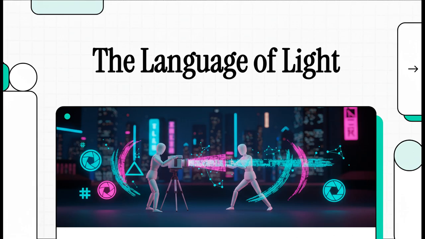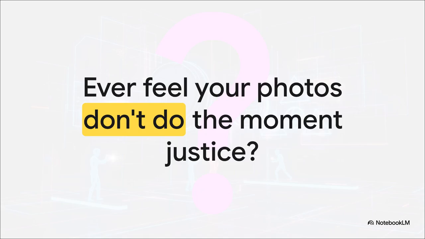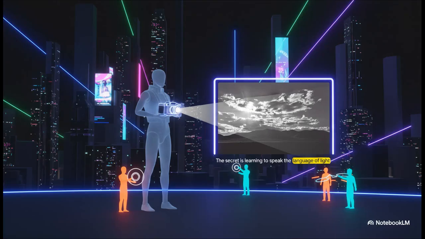So, let's get started. You know that feeling, right? You're looking at the most beautiful sunset you've ever seen, or your friend has this perfect, genuine laugh. You grab your camera, take the shot, and meh, it just looks flat. The magic you saw with your own two eyes just isn't there. It's honestly one of the most common frustrations out there. So what is the secret? How do you close that gap between what you see and what you actually capture?